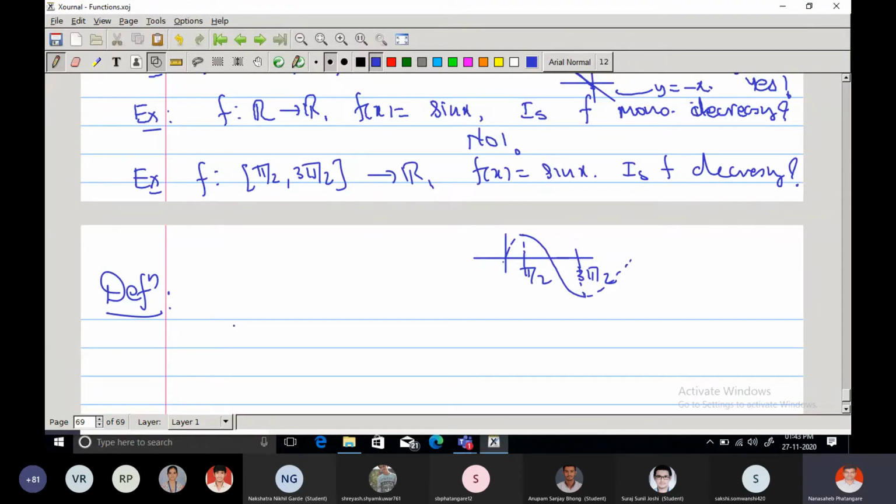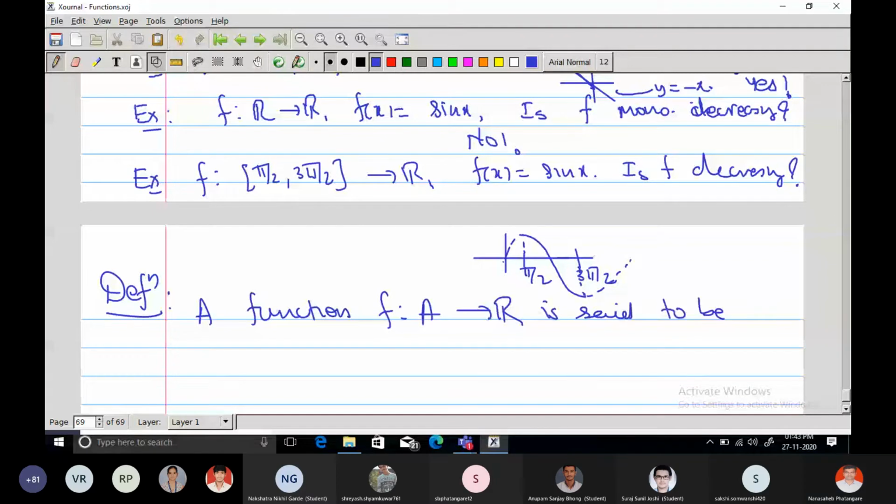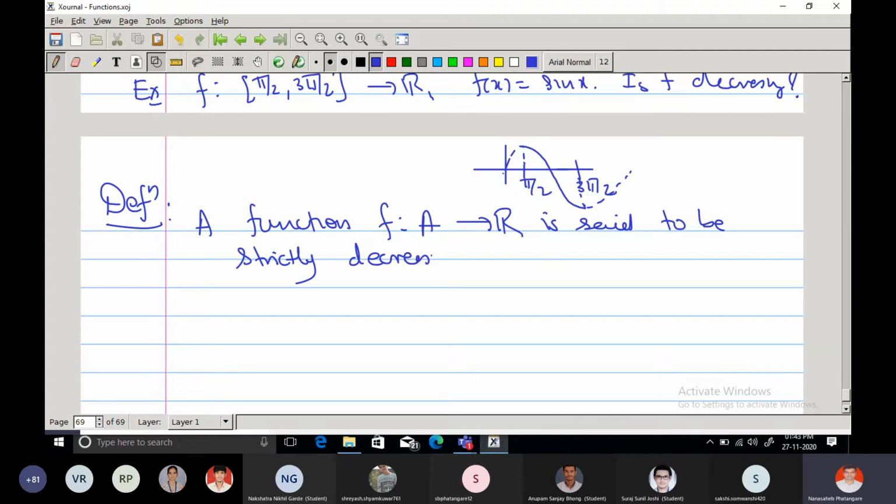Okay, so a function f from A to R is said to be strictly decreasing if for x1, x2 in the domain, x1 is less than x2 implies f of x1 is strictly greater than f of x2. And then look at the previous examples which are strictly decreasing, right? Definitions are clear.